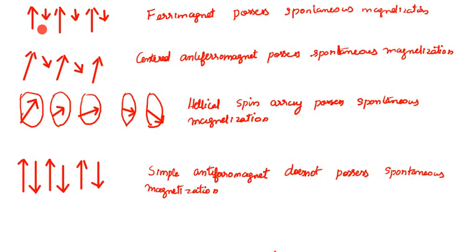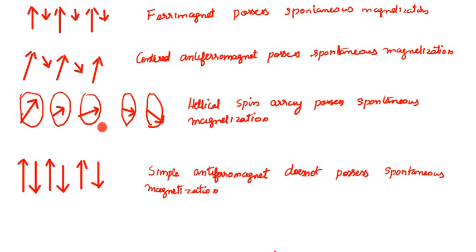Here, in this figure, the magnetic moments are anti-parallel to each other. Nearest neighbors are anti-parallel to each other, but their magnitudes are different, hence it possesses a spontaneous magnetization and is a ferromagnet. This is the figure of a centered antiferromagnet. The magnetic moments are anti-parallel, but this also possesses a spontaneous magnetization.